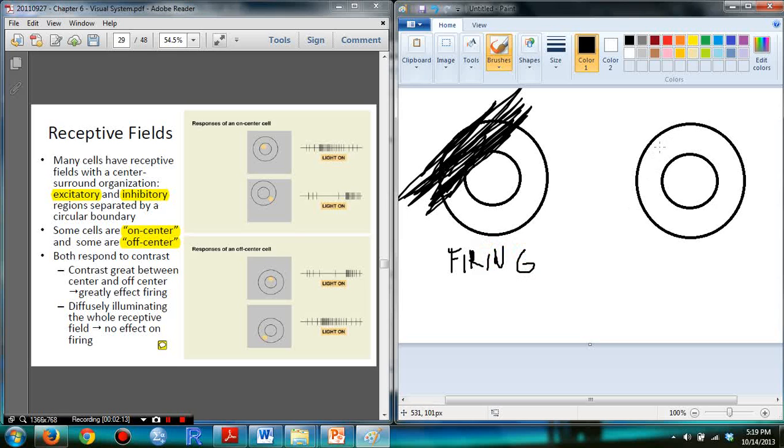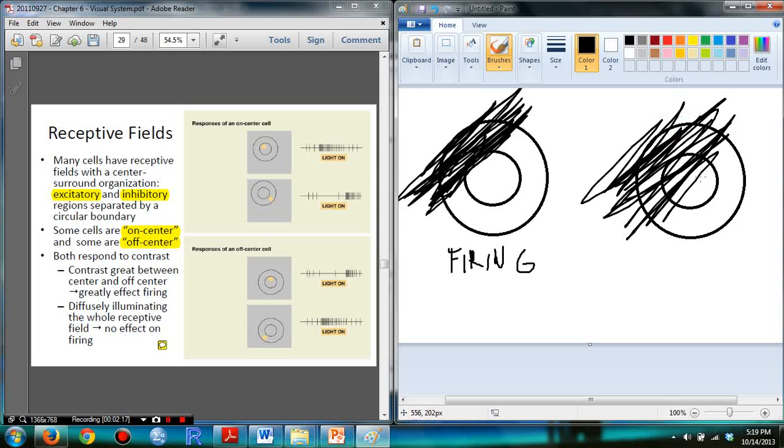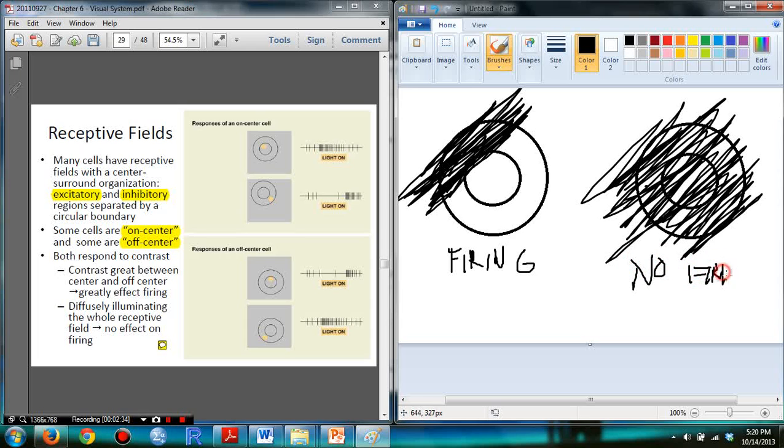However, if we illuminate the whole receptive field, the whole thing, this would mean that there is no effect on firing. Said another way, no firing.